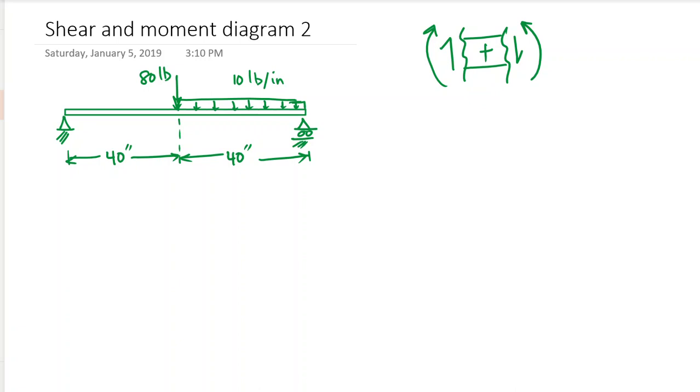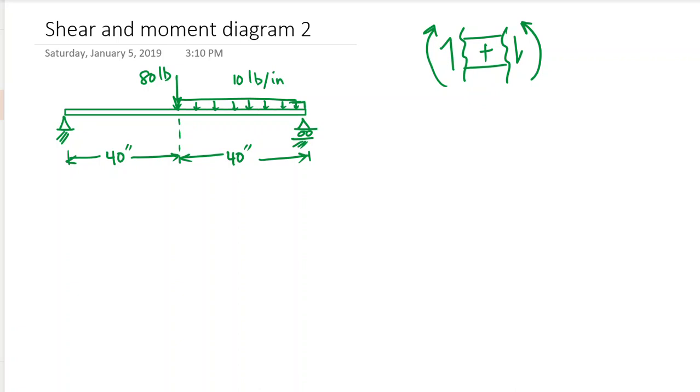In this example of shear and moment diagrams, we again have a simply supported beam, 80 inches long, with a concentrated load of 80 pounds at the midpoint and a uniformly distributed load of 10 pounds per inch on the right half of the beam.